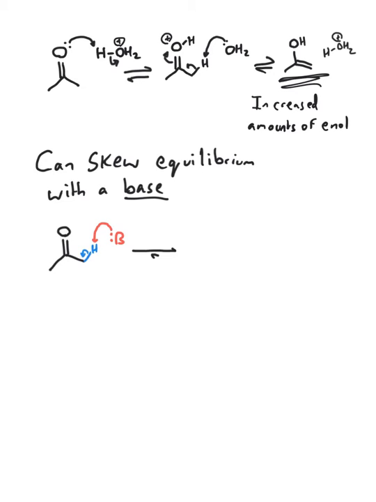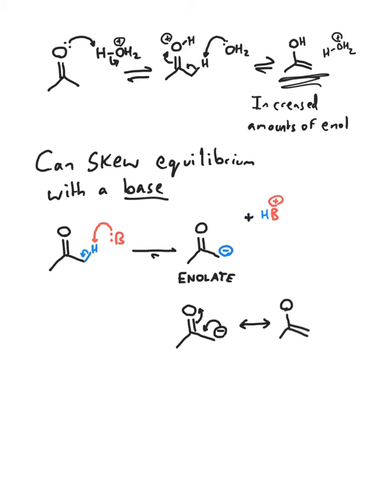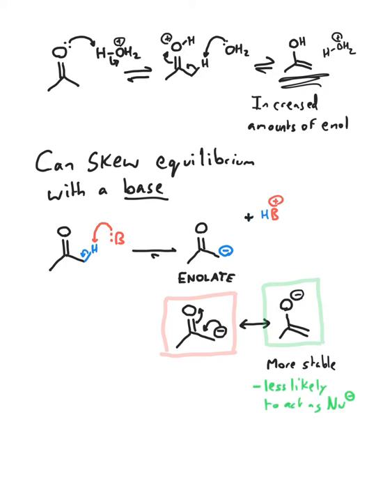The base will remove the alpha hydrogen, leaving you with an enolate anion. The enolate exists in two resonance structures, where the negative charge resides on the oxygen, as this is much more stable. However, as it is more stable, it is also less likely to act as a nucleophile, whilst the resonance structure with the carbanion is a much less stable species but way more nucleophilic, which gives us the reason why the enol and enolate chemistry is so interesting.